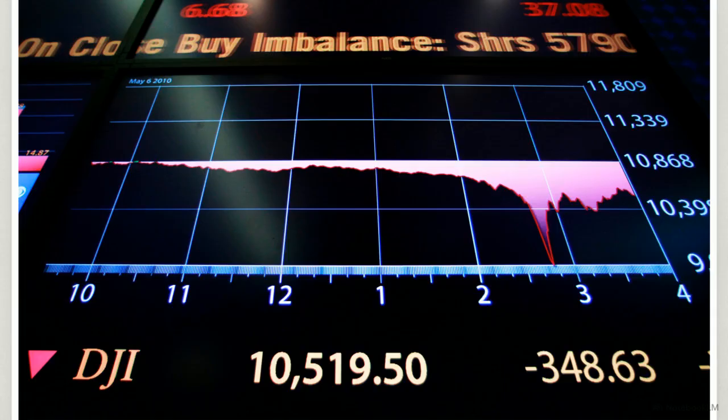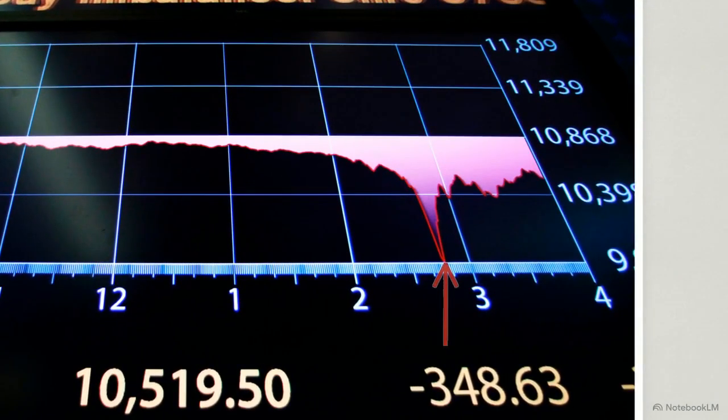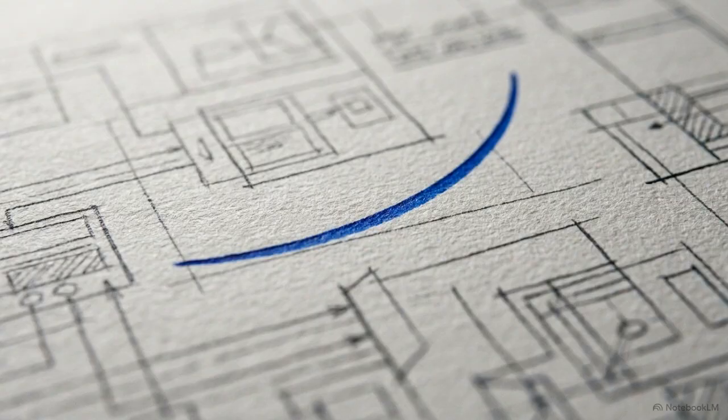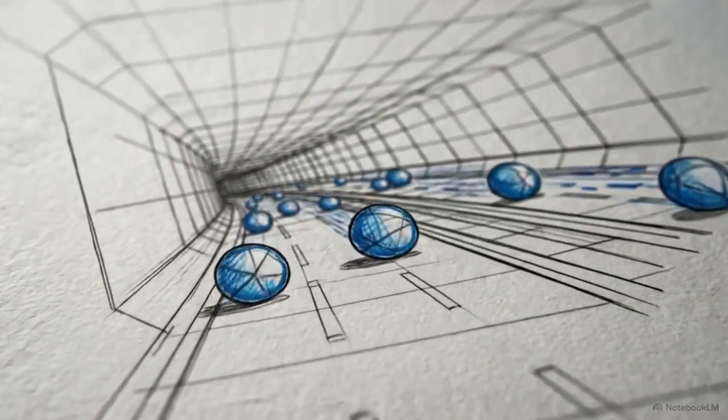This graph shows a moment when a major index dropped hundreds of points in minutes. To a human, that red line looks like a disaster. But computer-driven trading programs don't see a frightening crash. They see a high-speed track with specific structural patterns they are programmed to navigate.